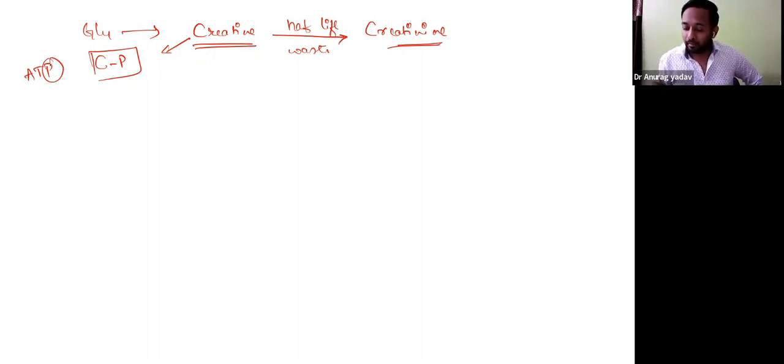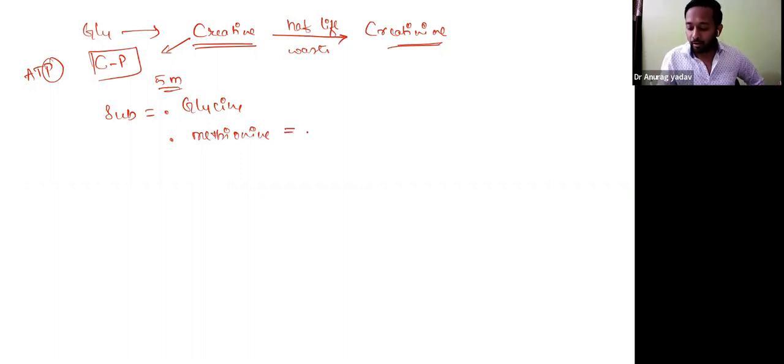Okay, now next we'll see how this is synthesized, which is a 5-mark question. How is creatine synthesized? Now, what is the main substrate required? Substrate is the same. We require glycine. Without glycine, we cannot synthesize the creatine. The second important compound is methionine. But methionine will not take part as methionine. It will take part as its active form. Okay, the active form of methionine.